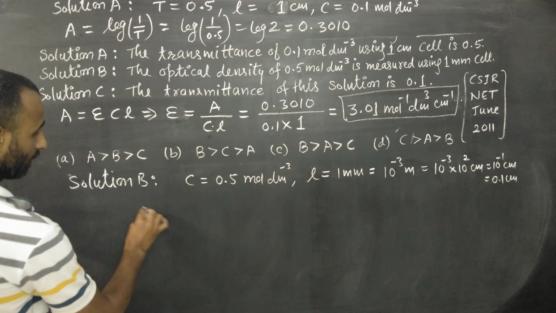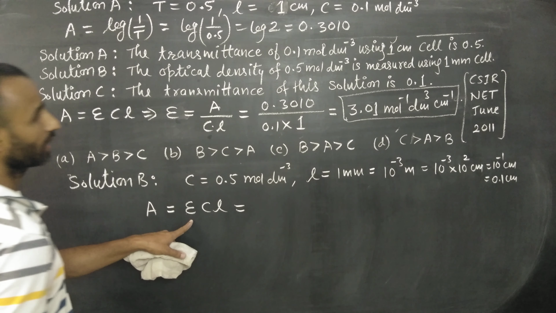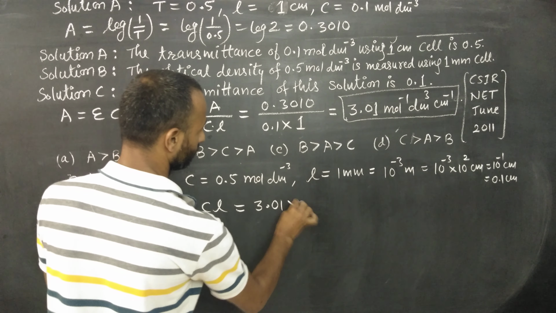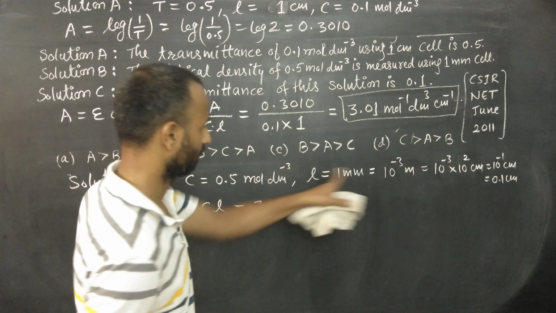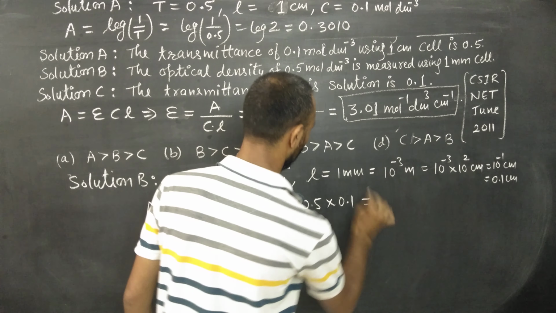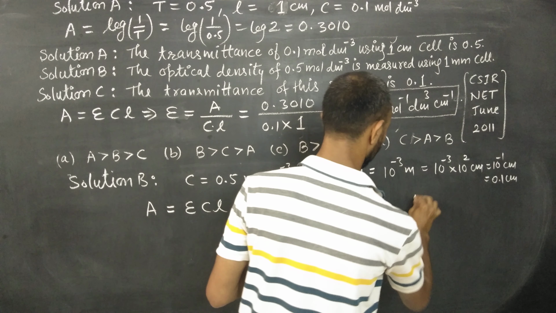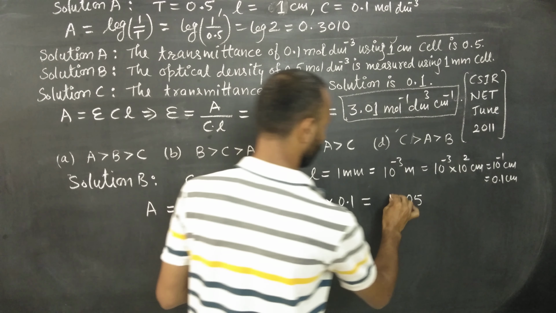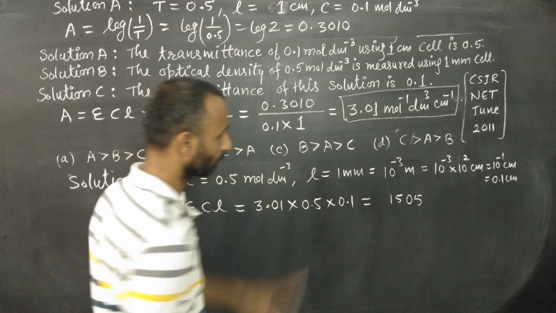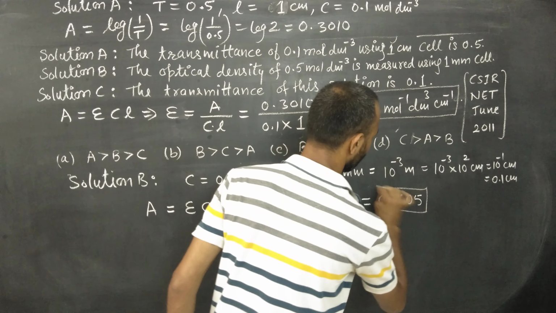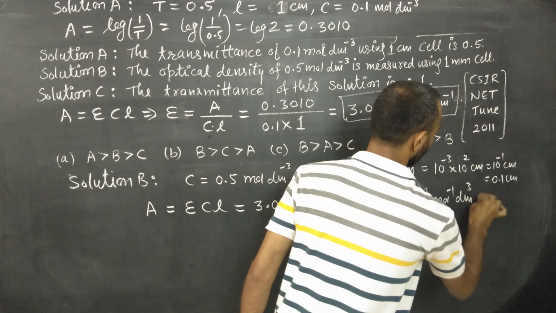So the absorbance of solution B is again epsilon C L. Epsilon is 3.01, the concentration is 0.5, and the length is 0.1. So the value is 0.1505.